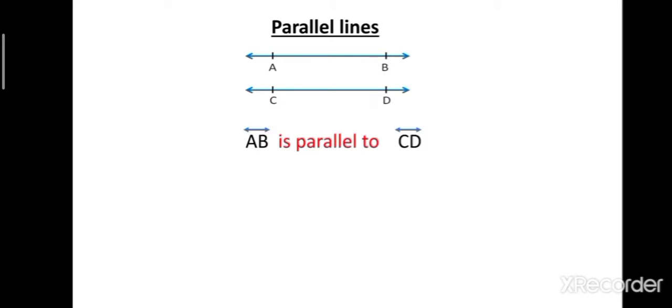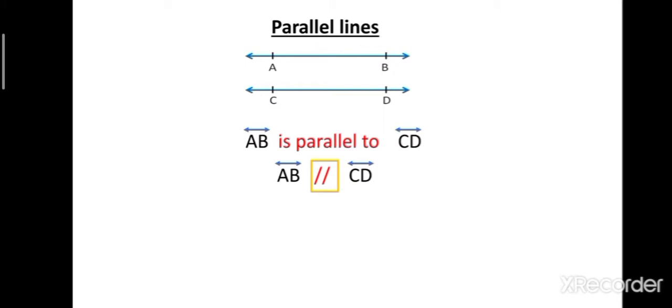Parallel lines. Here we have two straight lines, AB straight line and CD straight line. We can say that AB straight line is parallel to CD straight line. Or we can write it in another form. We can say AB straight line is parallel to CD straight line. But why are these two straight lines parallel to each other? And what is the meaning of the word parallel?